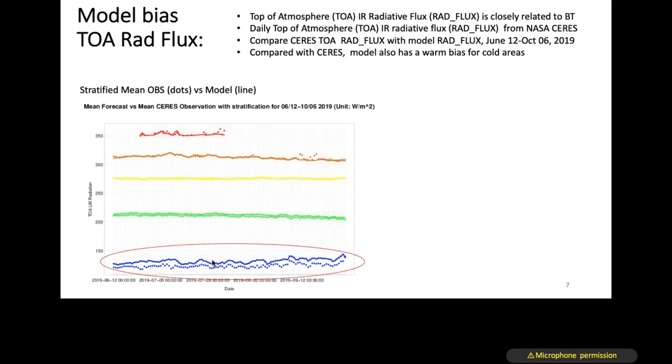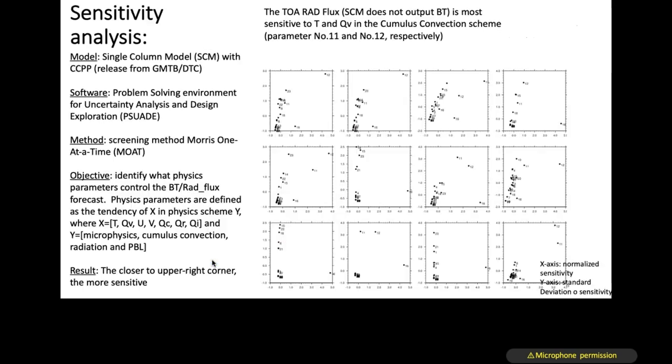So now the question is, what may be the problems in the physics schemes that have caused this bias? To answer that question, we did a sensitivity analysis. For this sensitivity analysis, we ran the single column model with CCPP physics provided by GMTB DTC. We ran 12 cases, which are also provided by DTC with the release. For each case, we make a lot of runs, and in each run we give a perturbation to the parameters.